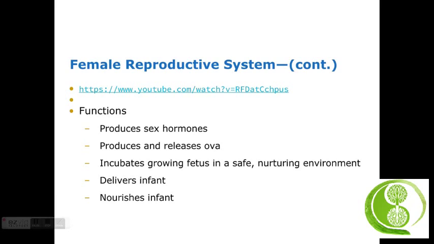Now, a secondary function of the female reproductive system is that it produces and releases the ova, or simply the egg. They start out as immature cells in the ovary and mature over time. Ovulation is the release of the mature egg from the ovary that is stimulated by a hormone called the luteinizing hormone, or the LH.